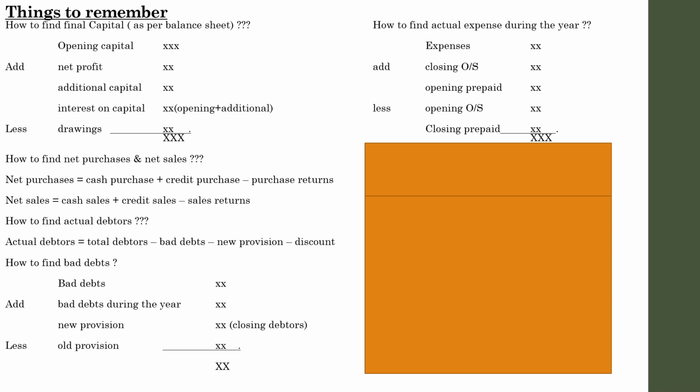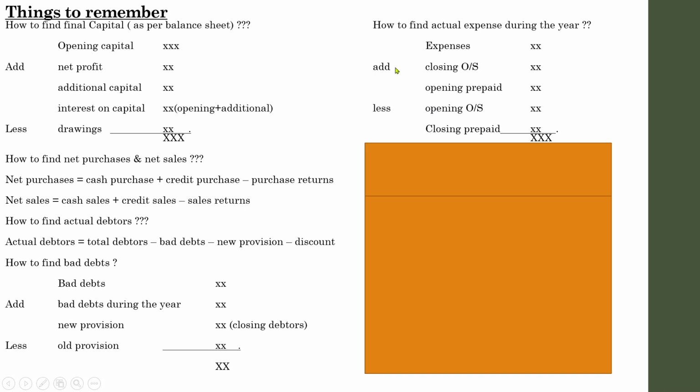So whenever there is opening outstanding given in the question, you need to deduct it from the expenses, because the expenses is the amount that consists of opening outstanding or closing outstanding or whatever it is. So when there is opening outstanding, you have to deduct it from the actual expenses, because this opening outstanding doesn't belong to the current period. We only consider items that belong to the present period. So opening outstanding is an item that belongs to the previous period, so it has to be deducted.